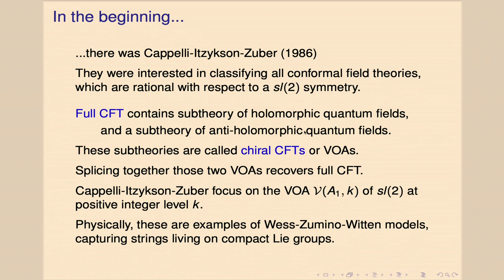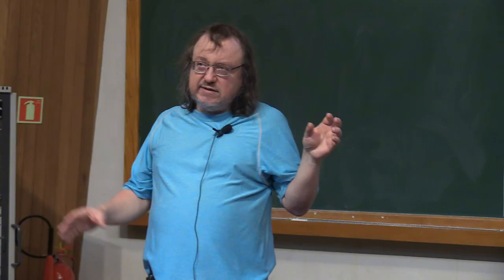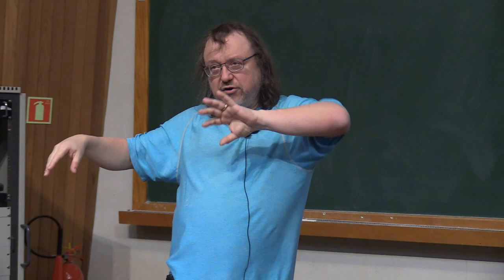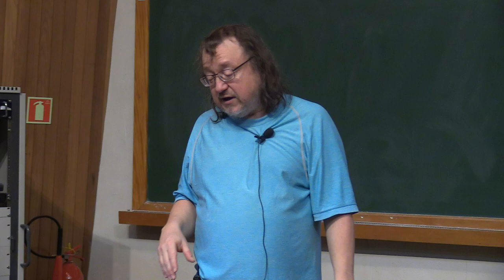And so the idea is that your full CFT contains these two VOAs, which are usually, in practice, isomorphic. So you have, say, two copies of the SL2 level k VOA. This is your left-moving and your right-moving chiral algebras. And the full CFT that you ultimately are interested in is going to be gluing these two things together, splicing these two things together.